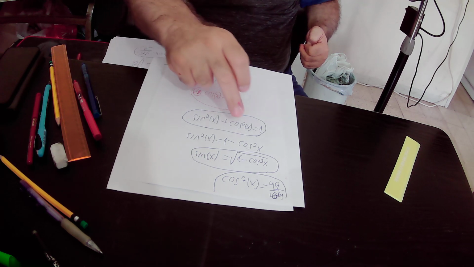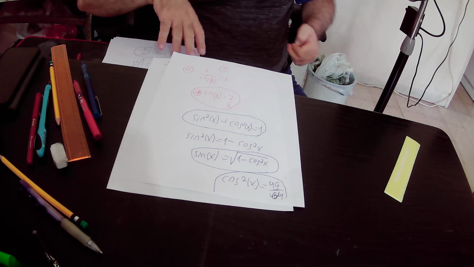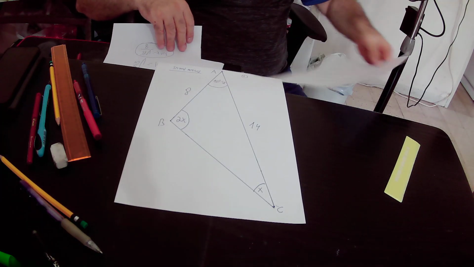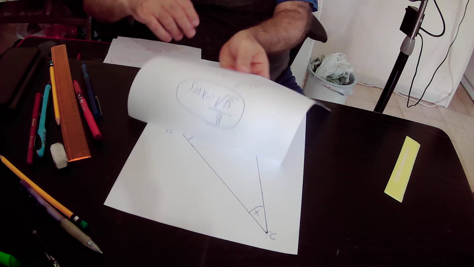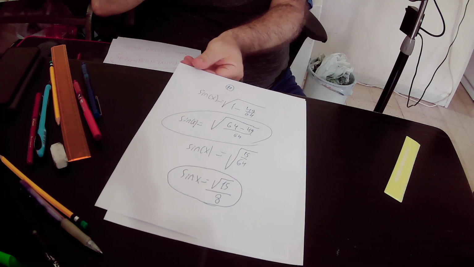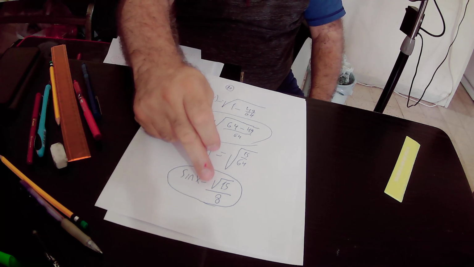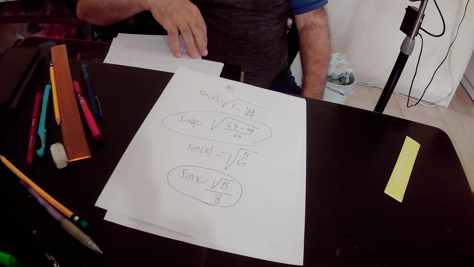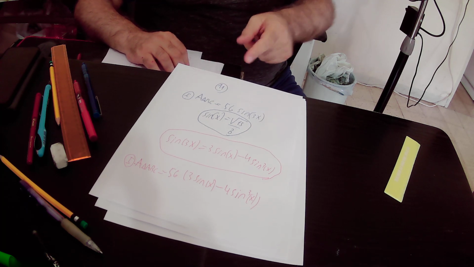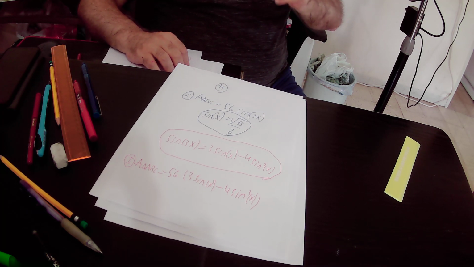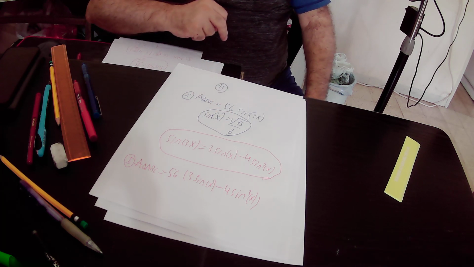So we can substitute cosine square x by 49 over 64 in this equality, and we get that sine x equals root 15 over 8. And we have already found that the area of triangle ABC equals 56 times sine 3x. And we know also that sine x equals root 15 over 8.